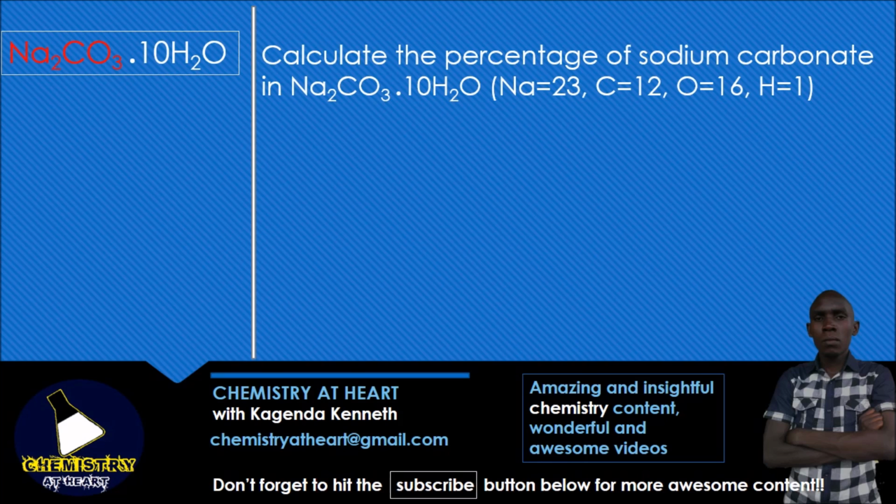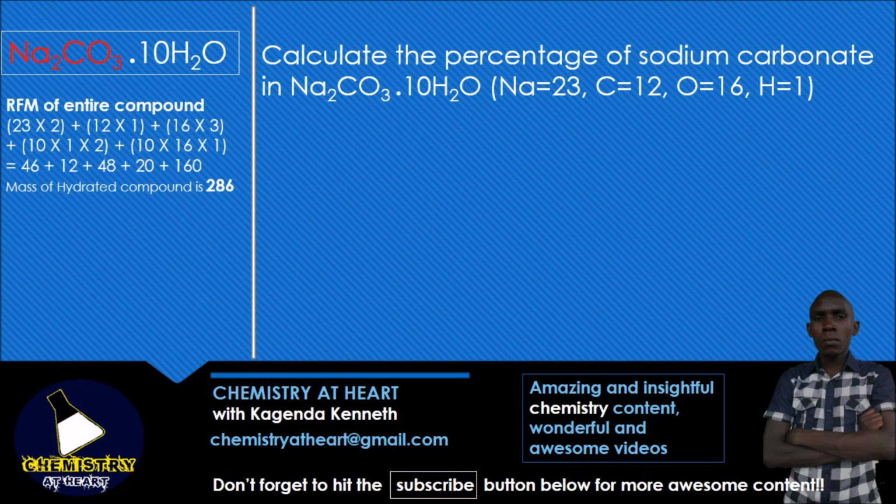The first thing we need to know is the mass of the hydrated sample, which is 23 times 2 plus 12 times 1 plus 16 times 3 plus 10 times 1 times 2 plus 10 times 16 times 1 to give us 286. That is the formula mass of the entire hydrated sample.